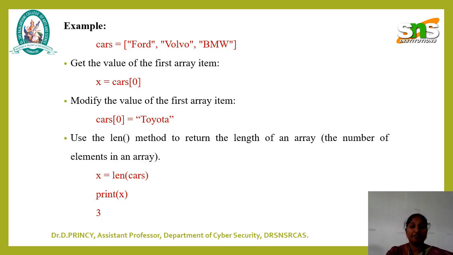We can also modify the value of an array item by assigning a different or new value to the specific index. For example, cars[0] = Toyota. Now Ford is replaced with the value Toyota. We use the len function, which returns the length of the array, that is nothing but the number of elements in an array. In our example, we are assigning three values in the array cars. So x = len(cars) returns 3. When you print the value x, it returns the value as 3.